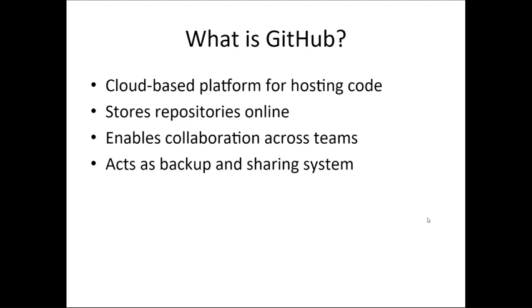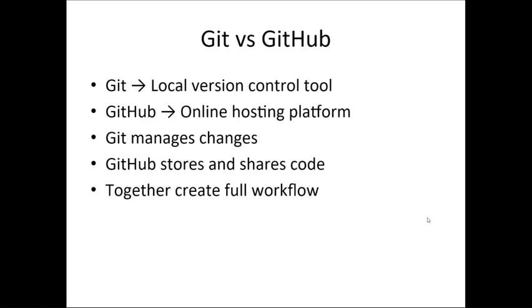So, Git versus GitHub. All right, let's get to understand what that means. Git means local version control tool, while GitHub is the online hosting platform. Usually, if you're going to use Git, you have to install Git as an app on your device for it to be able to initialize properly. All right, so Git manages the changes, GitHub stores and shares the code. So together, they create a full workflow.